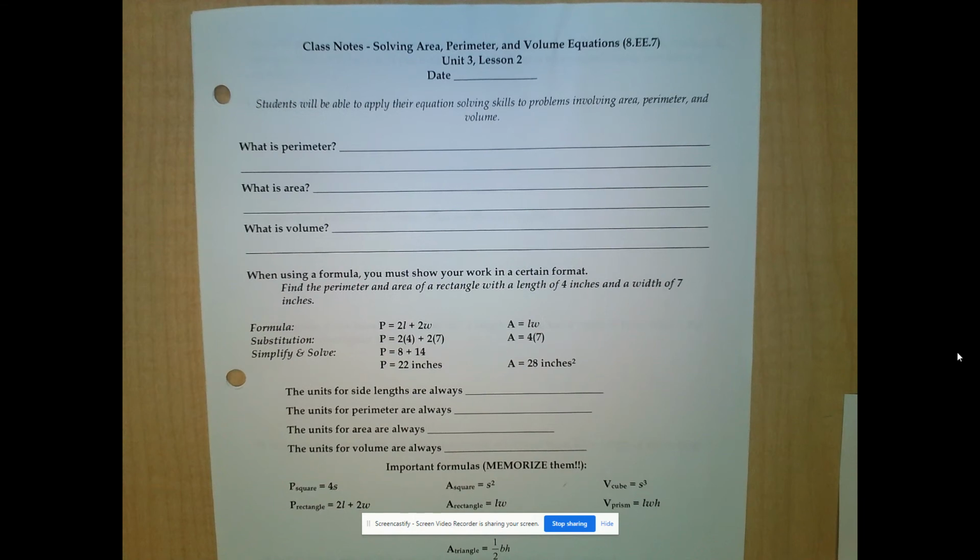Hey MSM3, we are talking today about area, perimeter, and volume, none of which should be brand new, but we are talking about all of those formulas. So first of all, what is perimeter?